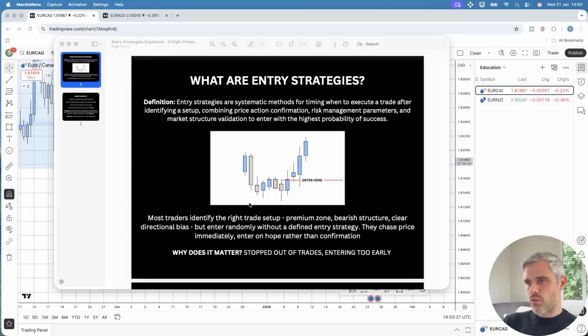Most traders identify the right setup. Maybe it's a premium zone or bearish structure or clear directional bias, but they're entering randomly without a defined entry strategy, and this leads to entering on hope and getting stopped out and ultimately chasing price. And it matters because you don't want to get stopped out of trades and you don't want to enter at the wrong point or enter too early.